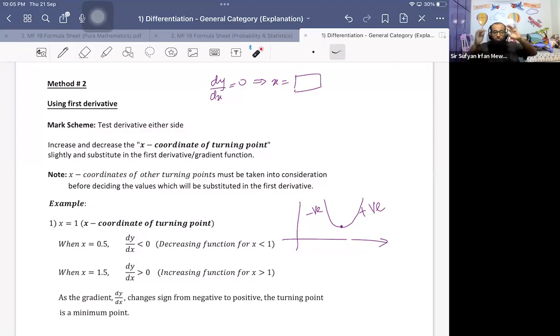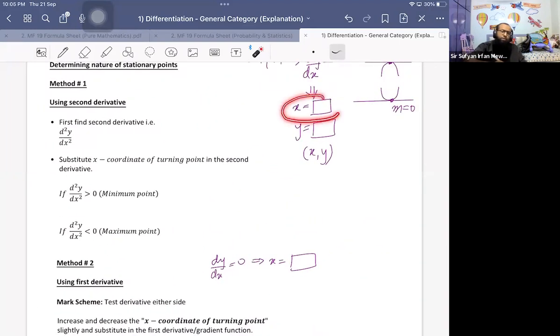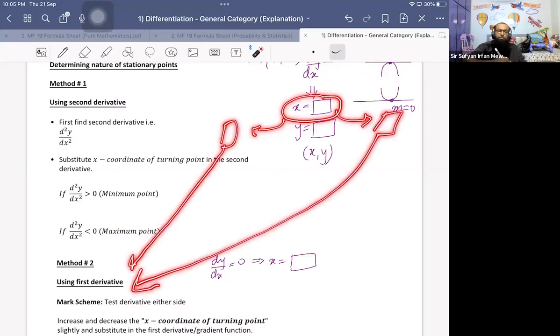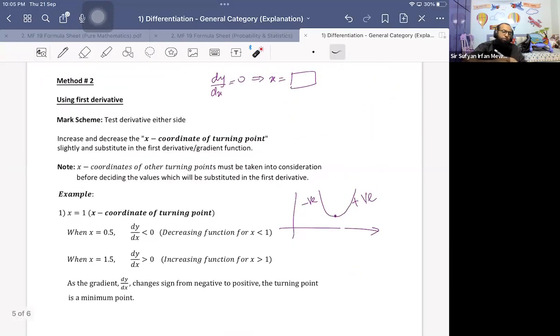Now, how can we test? This is what we need to understand. The second method tells us that no need to find the second derivative. The nature you can determine using the first derivative. How can we do that? Whatever the x coordinate of the turning point is, decrease it slightly and increase it slightly. After decreasing it, put it in the first derivative. After increasing it, put it in the first derivative. So increase and decrease the x coordinate of the turning point slightly and substitute in the first derivative, the gradient function.